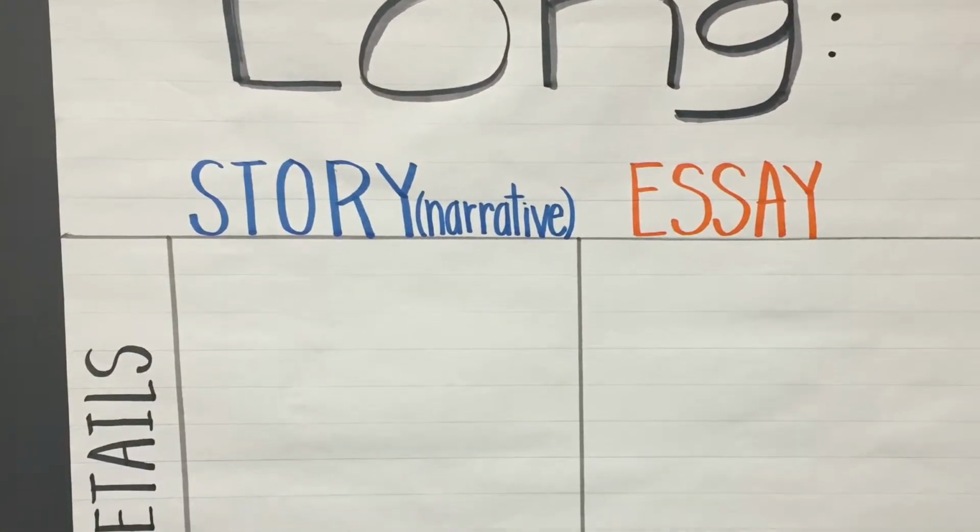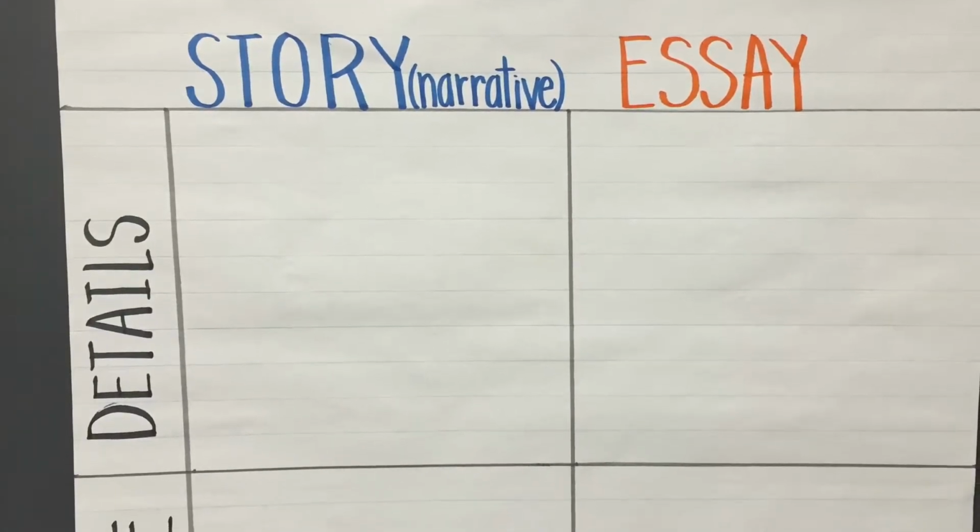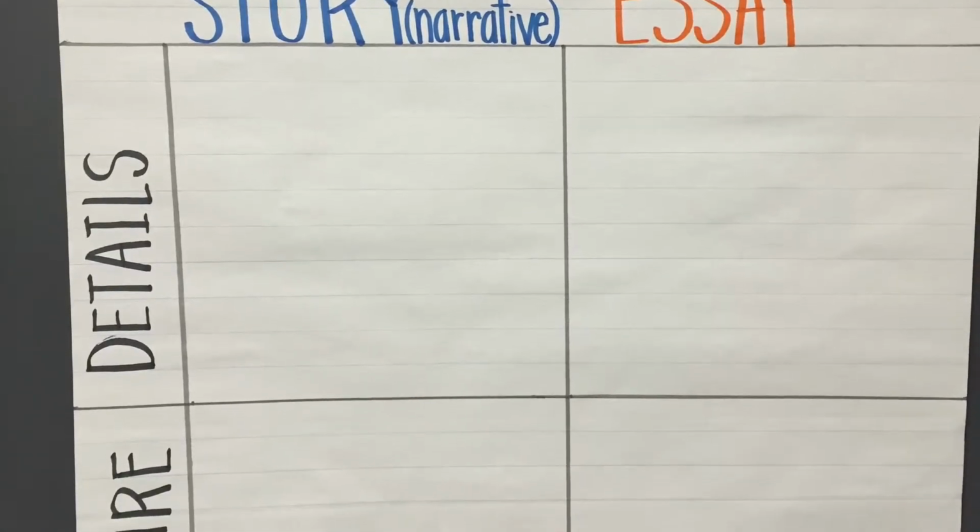There are two ways to lengthen our writing. One way is through adding details, and a second way is by adding more parts. This is called structure.